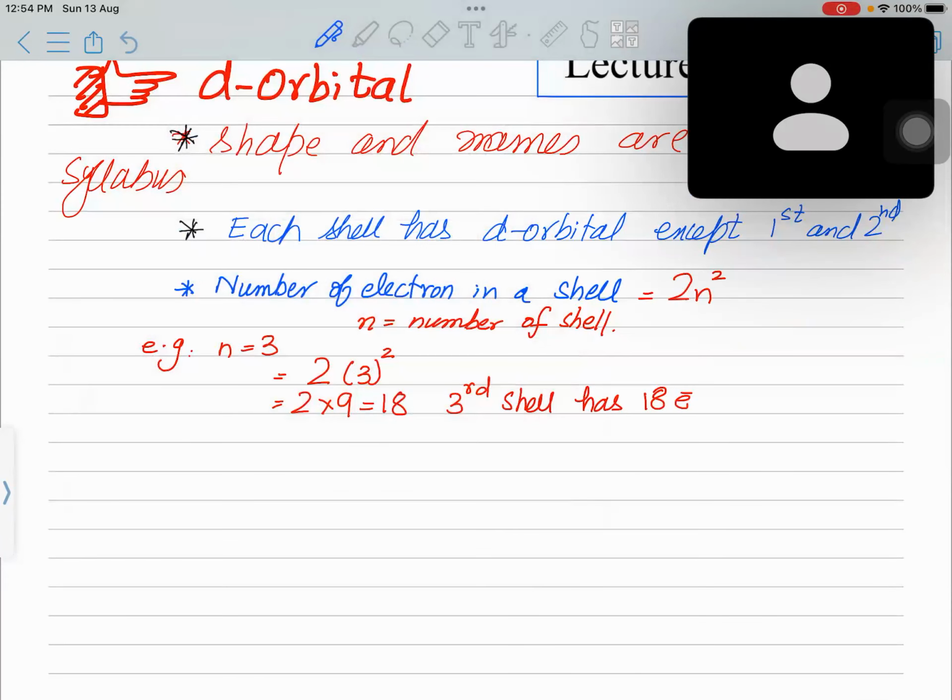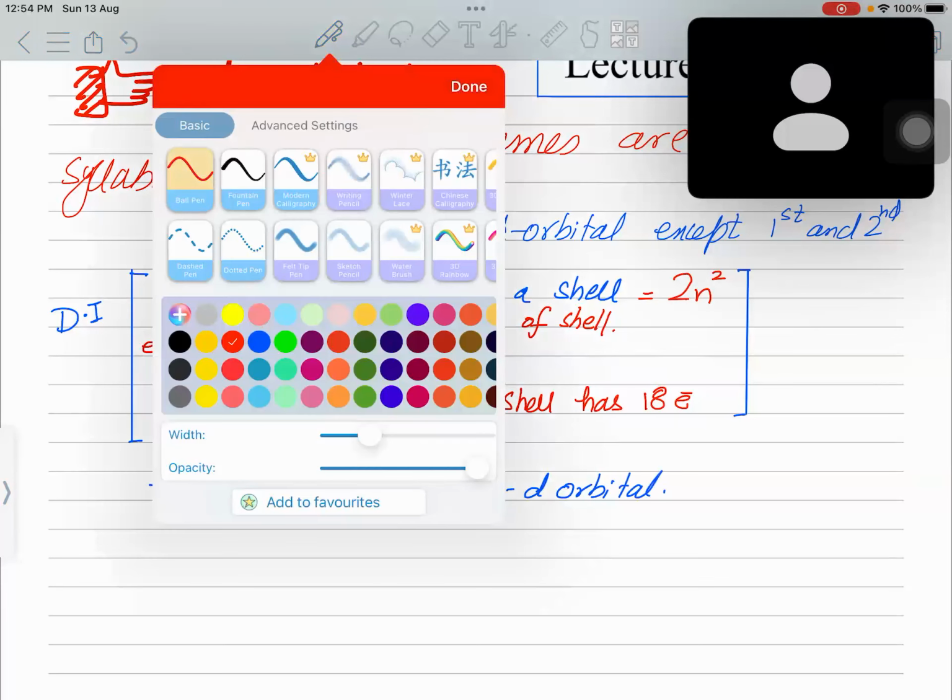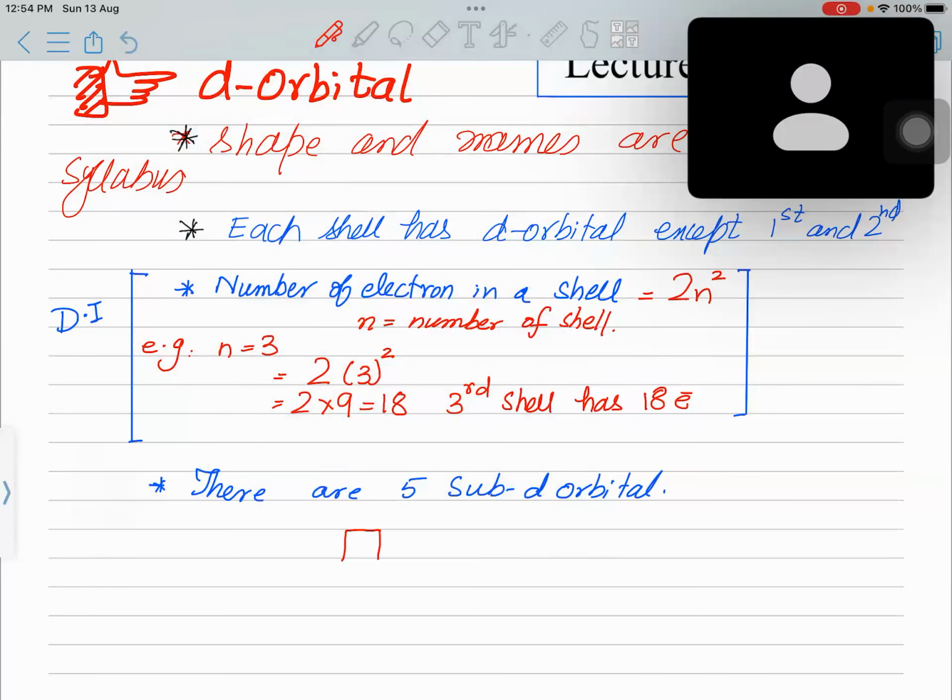Now the d shell. There are five sub d orbitals. As you know, the shape is not in your AS syllabus. So each d orbital is represented by a box. Are you getting my point? Yes. So each box indicates an orbital.